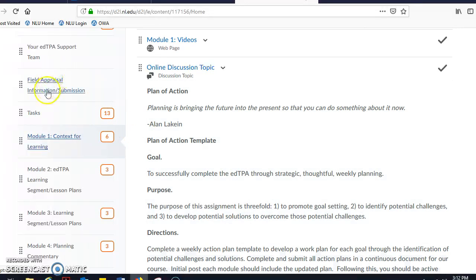So we thought that if we could put that here where they can find information and submit them all in one spot, then we wouldn't have to worry about pigeonholing it to a specific week.